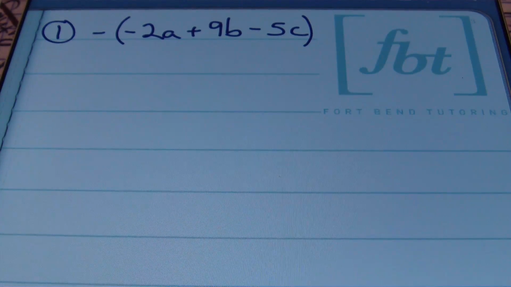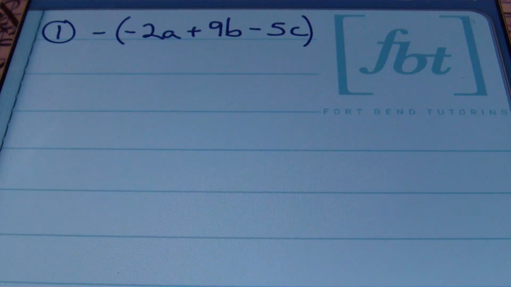Here I have problem number 1. That's right, so all of those lettered problems were just a precursor to the nitty-gritty. So this is the real first problem of this tutorial, ladies and gentlemen. We're going to start out by looking at an expression that is common when you're simplifying algebraic expressions, and that is the opposite of negative 2a plus 9b minus 5c.